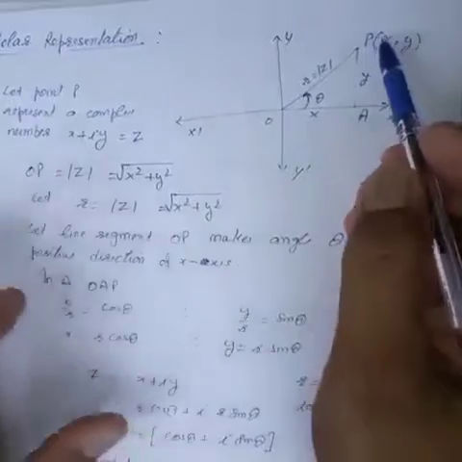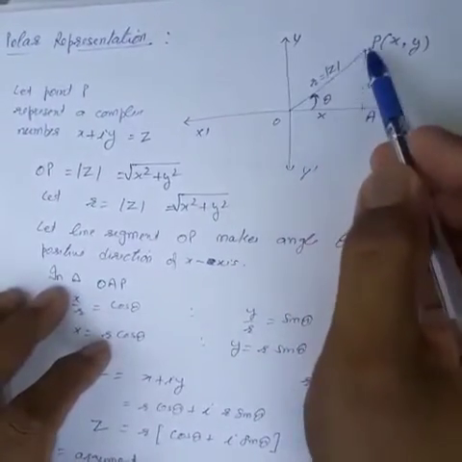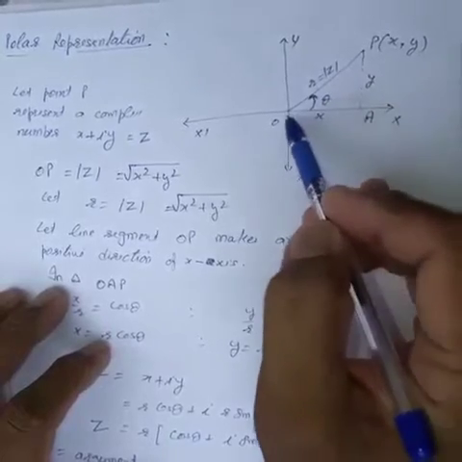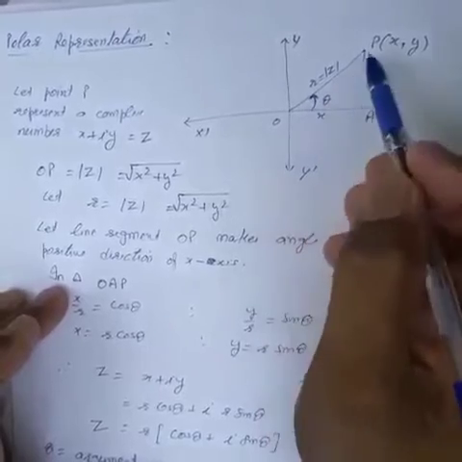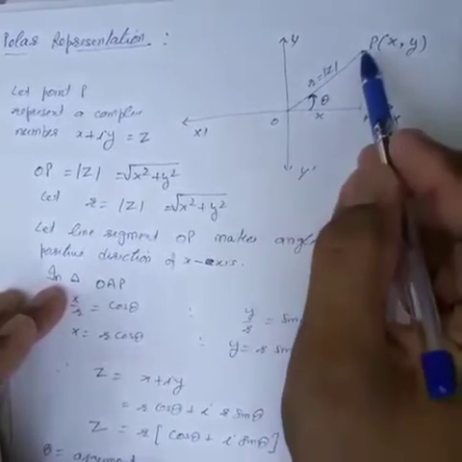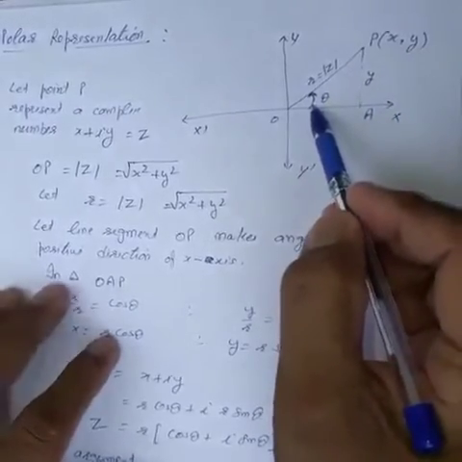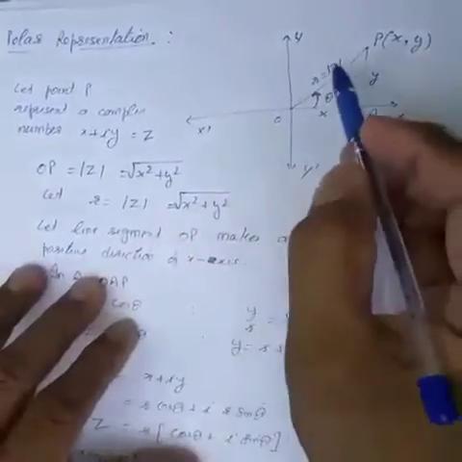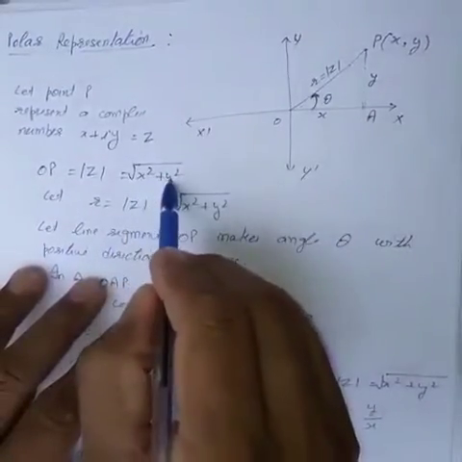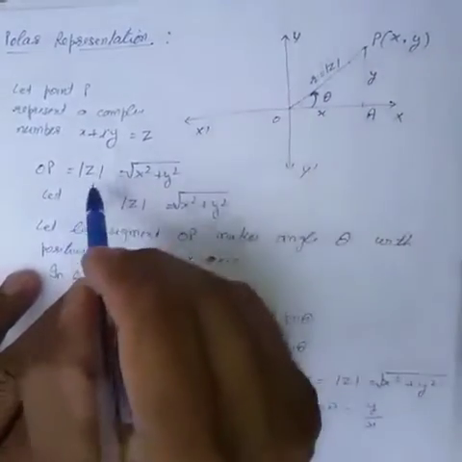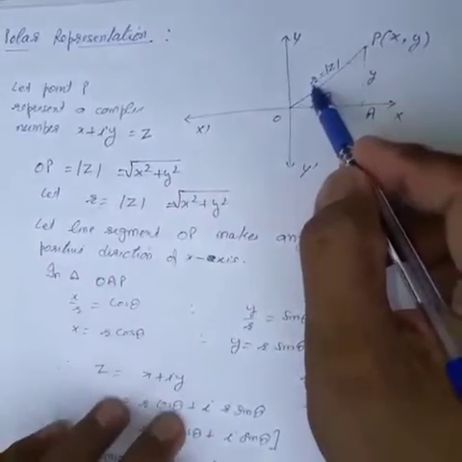This is point P(x, y), and let line segment OP make angle theta with the positive direction of the x-axis. So this angle is theta. If you complete the triangle, this is right-angled triangle OAP, and this angle is theta. You consider mod z, this OP is mod z, which is the square root of x square plus y square. Let mod z be r, so the length of OP is r.